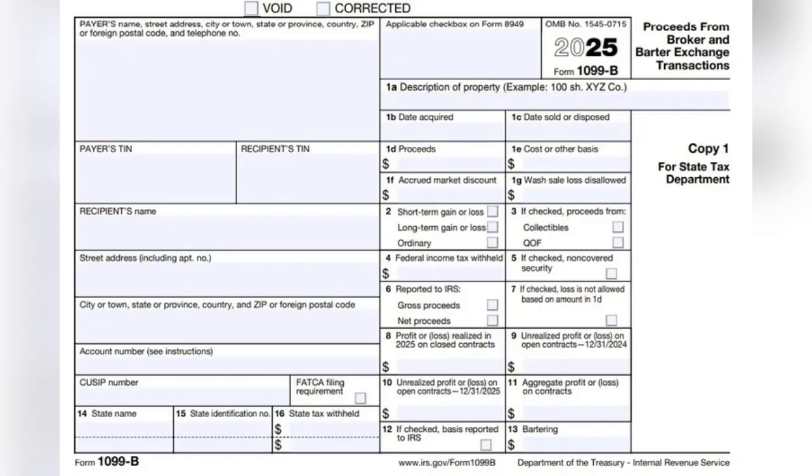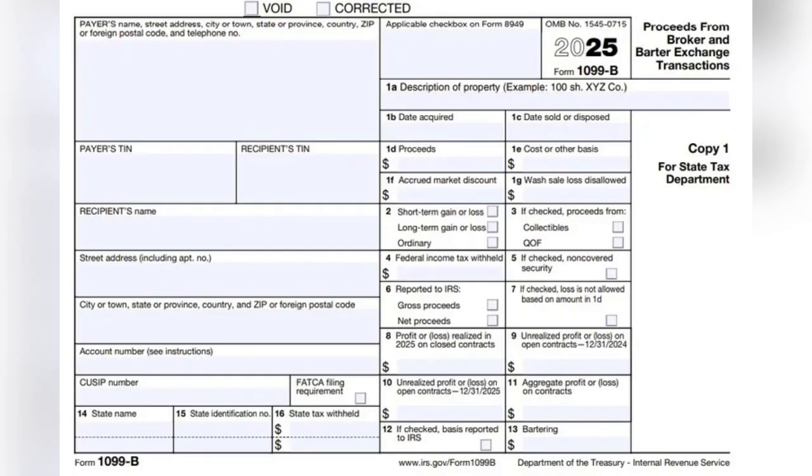And if your form has more than one transaction, keep scrolling because there may be several entries listed. Review each one carefully and make sure the details match your records from your broker. Also remember, Form 1099-B reports transaction information to both you and the IRS, so it's very important to read it carefully before filing.